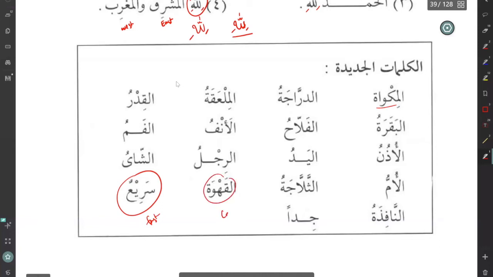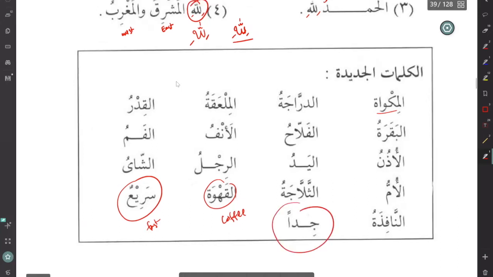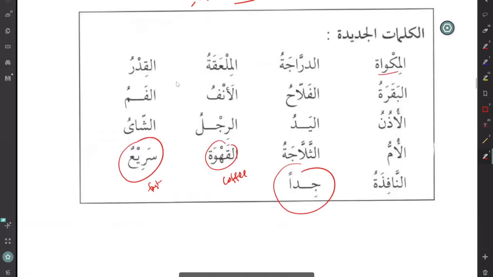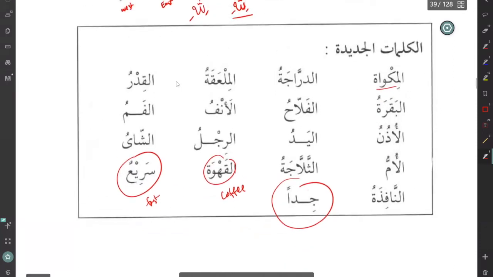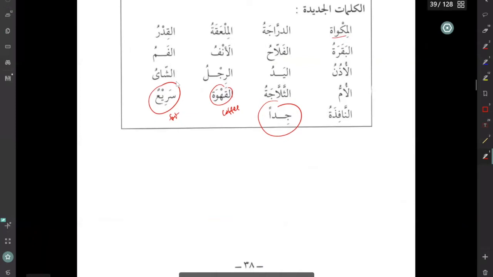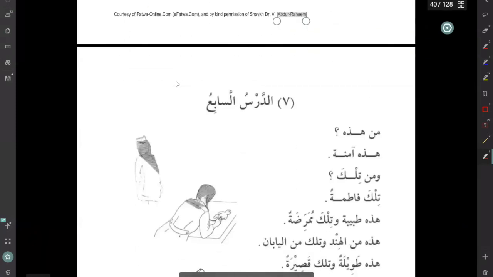Qahwa is coffee, which I'm drinking right now. Not getting a time to sip yet. Thalajishun jiddan. Jiddan, remember jiddan, and where is the aidan? They didn't put the aidan. Also, memorize the aidan. It's also a good word. You can use it. Okay. So the next lesson is even easier.